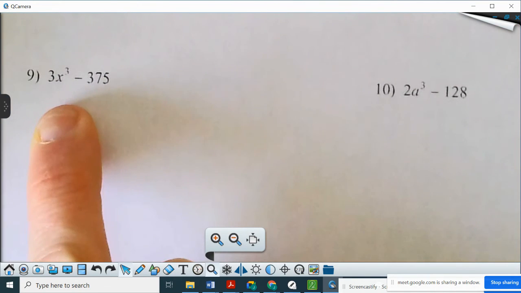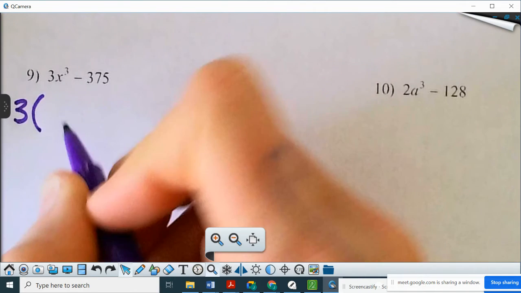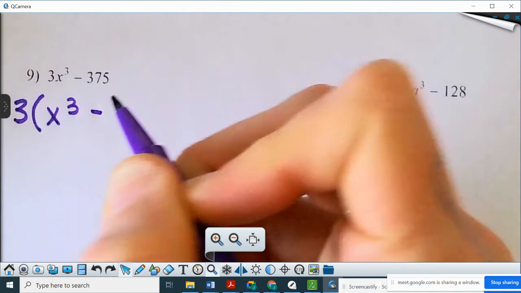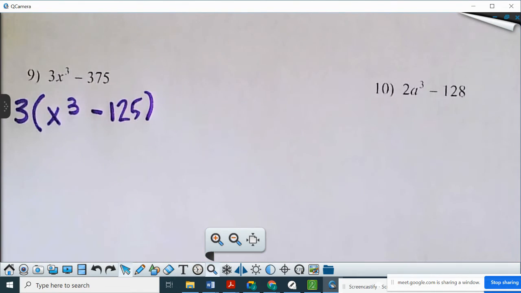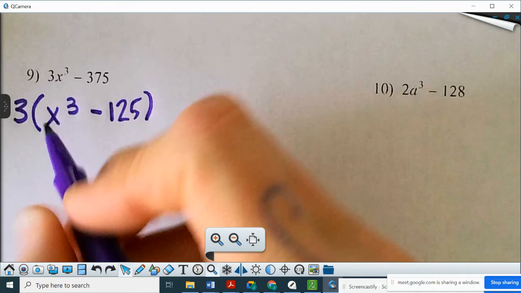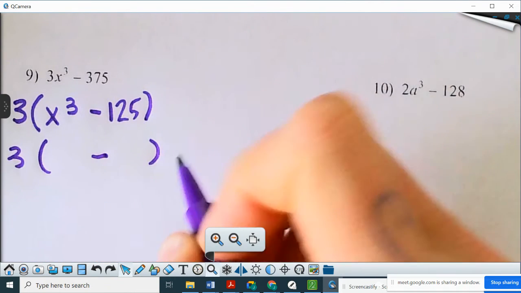Three, again, you can't cube root it, so we're going to hope that we can pull out that GCF of 3. And 375 is going to be 125 when divided by 3. And I think we did 125 already. Yep, 125 already. So 3 hangs out. A minus, because it's the same.